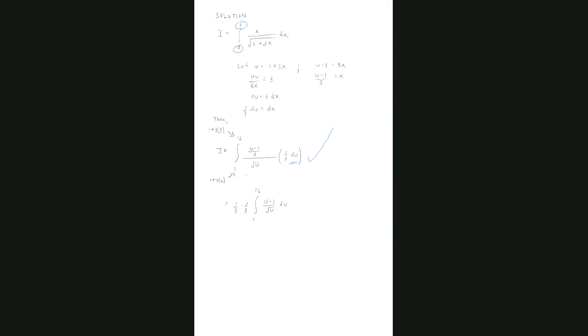Well, u was equal to 1 plus 3x. So when x is 5, we replace the 5 with the 16 because 1 plus 3 times 5 is 16. Similarly, for the x limit of 0, the bottom limit, we're going to replace 0 with 1 because 1 plus 3 times 0 is 1.